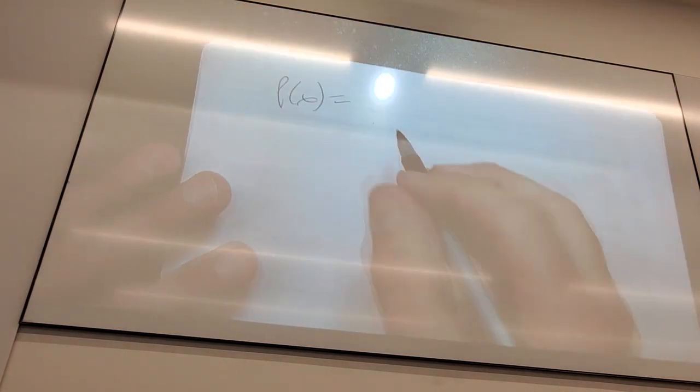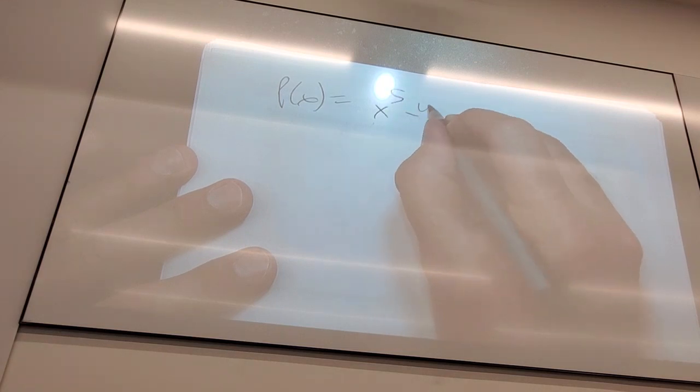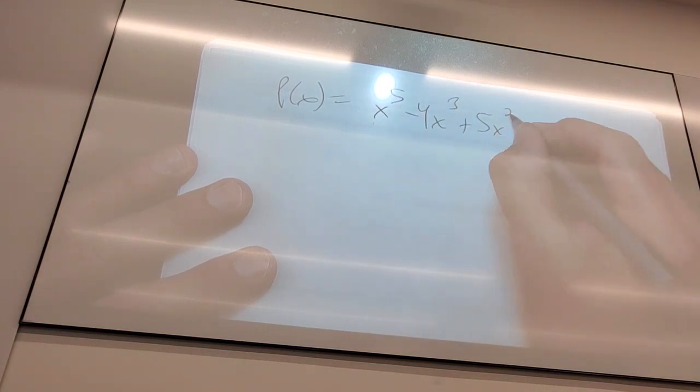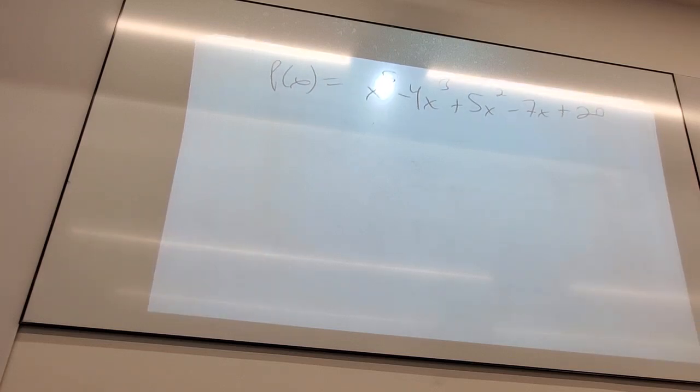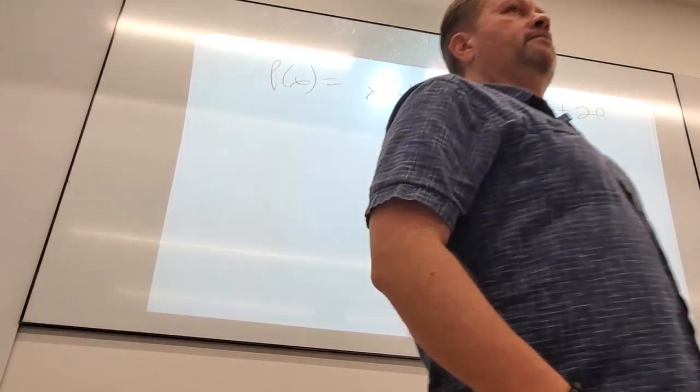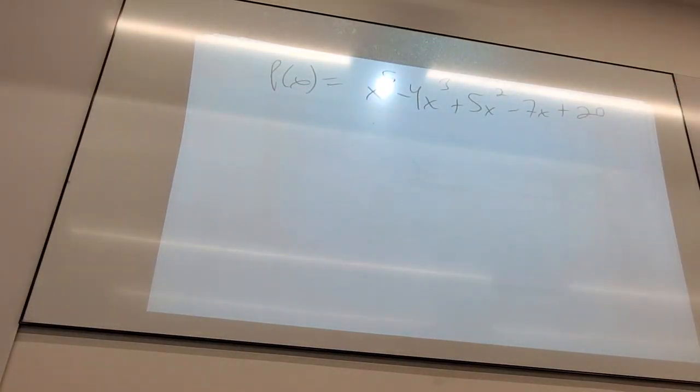So let's say I give you a polynomial, looks like this: x to the 5th minus 4x cubed plus 5x squared minus 7x plus 20. Now, trust me, I just came up with that out of nowhere, so I would put a lot of money that it's not factorable. But if they gave me a problem and said, factor this, we don't have a method to factor that until what we did yesterday. I can use synthetic division to try to factor this.